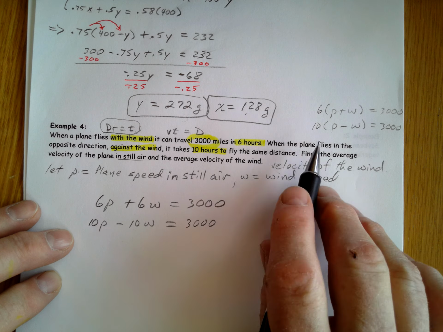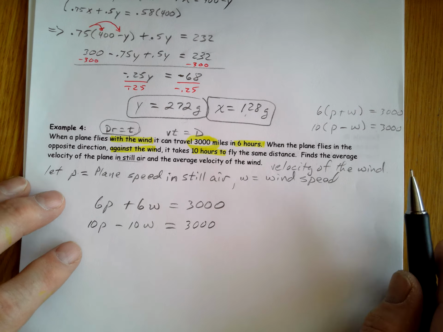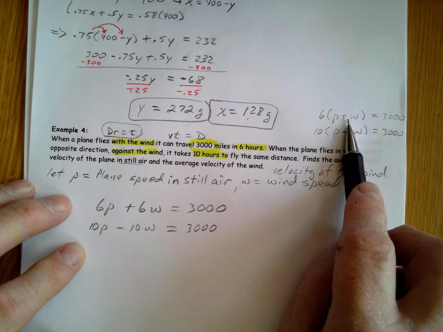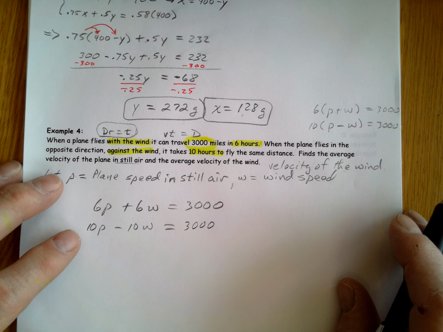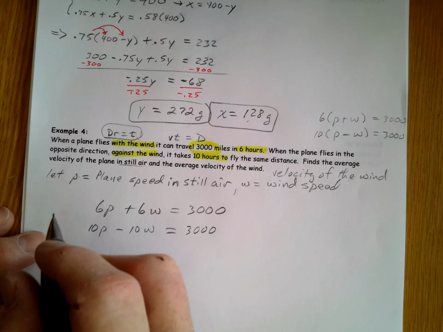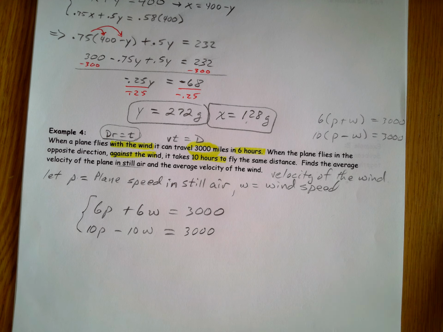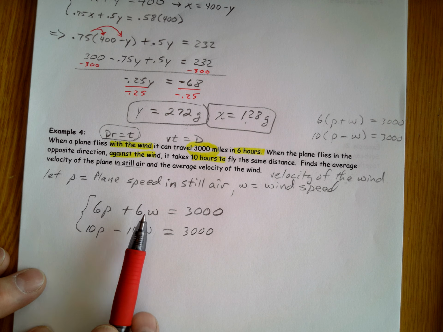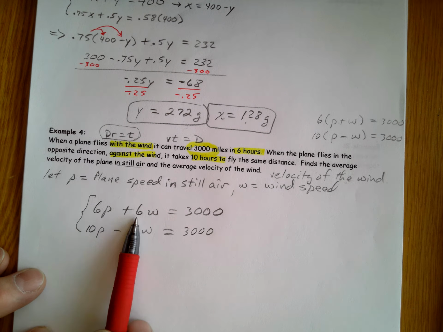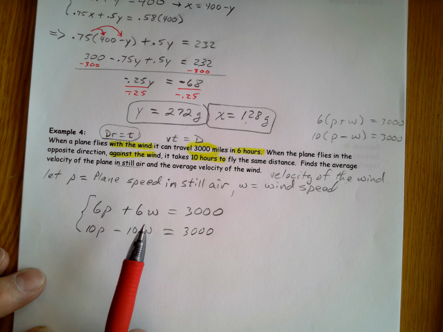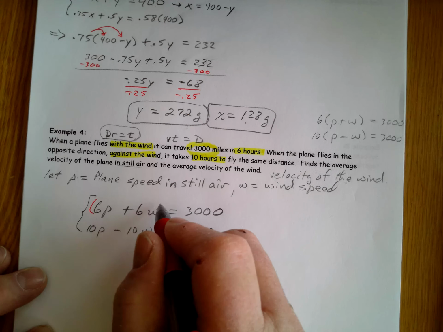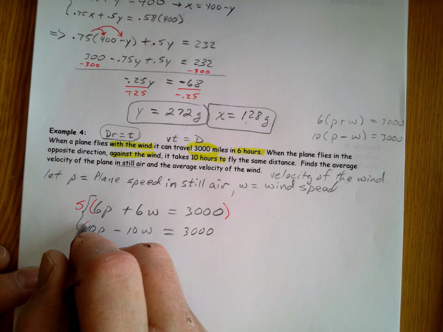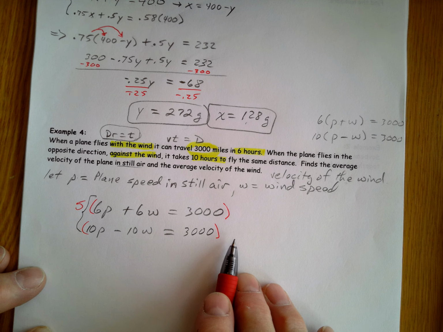Okay, so time velocity. Time velocity. Okay. All right. Now, I have a system of equations that I need to solve. I have a negative here and a plus here. I have a 6 here and a 10 here. I want these two numbers to be the same, so when I add them, they disappear. So I'm going to multiply the top equation, everything, by 5. I'm going to multiply the bottom equation, everything, by 3.